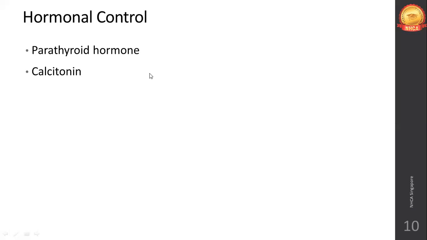Whenever the plasma level of calcium is too high, when the blood has a high amount of calcium ions, calcitonin is secreted to bring it down, to lower the plasma calcium levels. So that's the main function of calcitonin. That's how calcium balance is maintained.